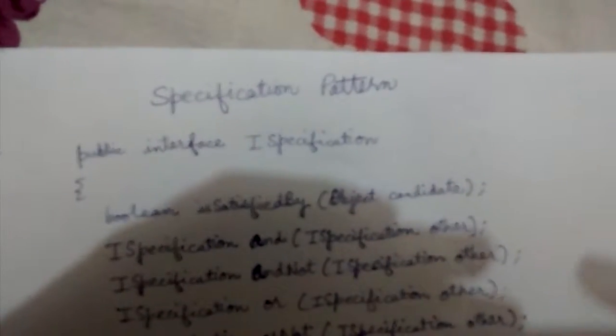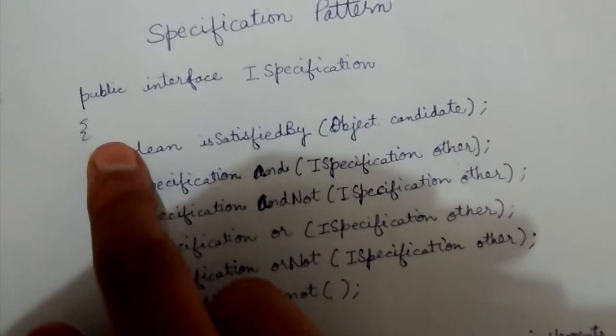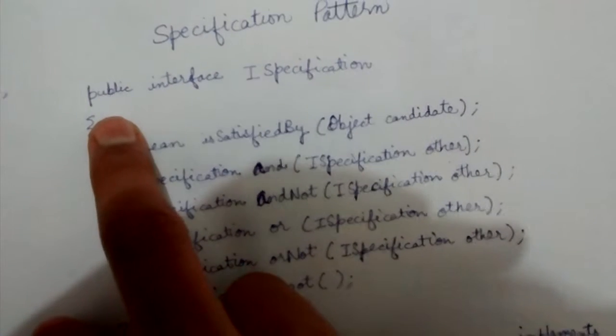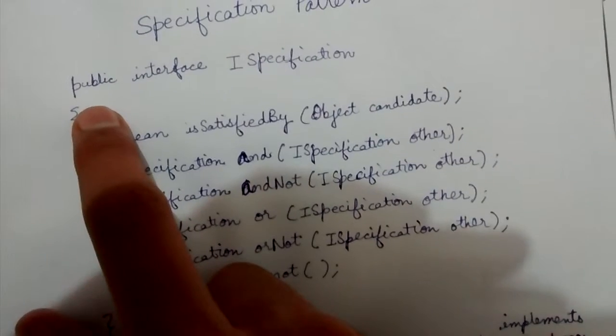Today we will be looking at this specification design pattern. It is basically used to chain various business rules. What this means we will look at towards the end. So let's look at the classes first.